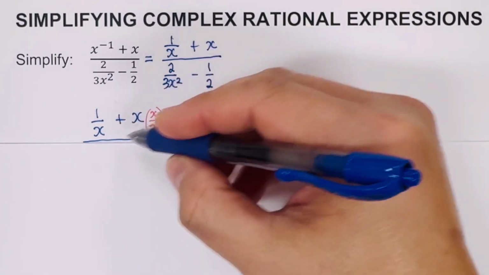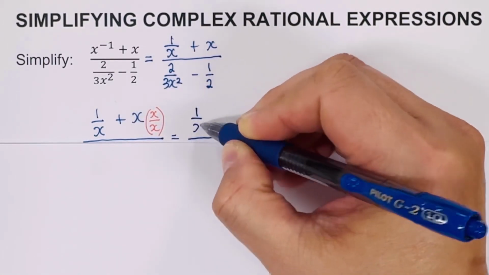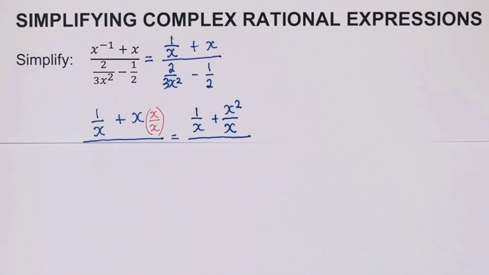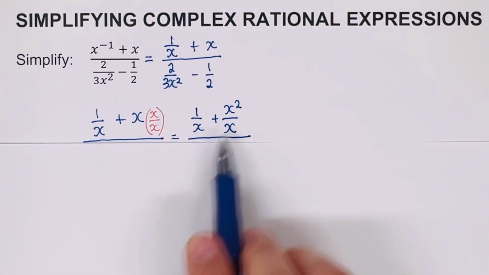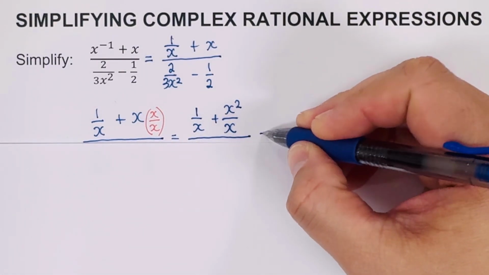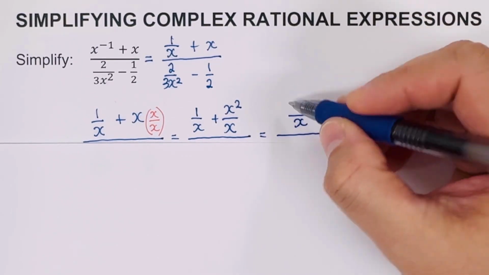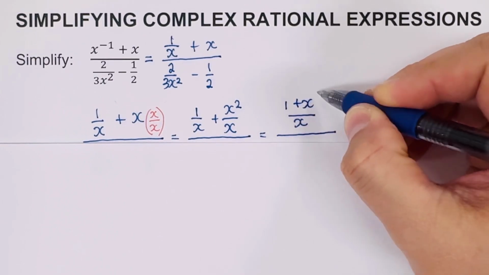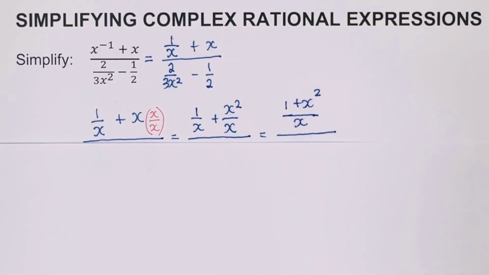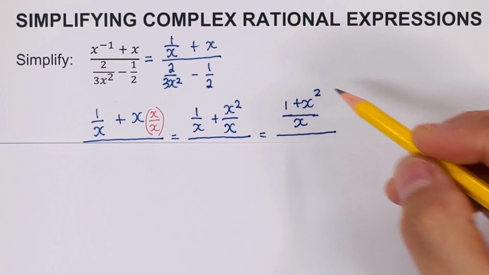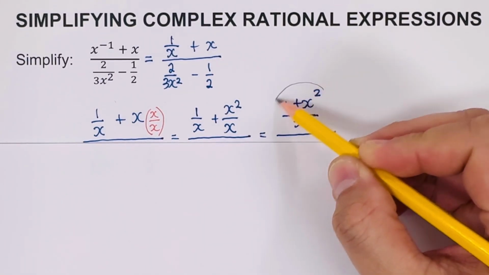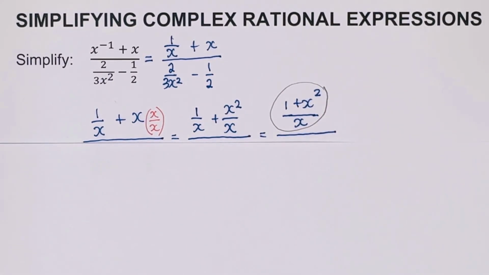So this numerator will come out. So if you notice, we already have the same denominator. So we can go ahead and add them together. So we're going to collect the common denominator, which is x. So that would be 1 plus x squared. So this is the simplified version of the numerator. Now let's simplify the denominator.